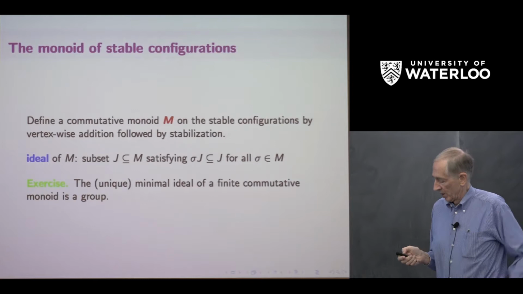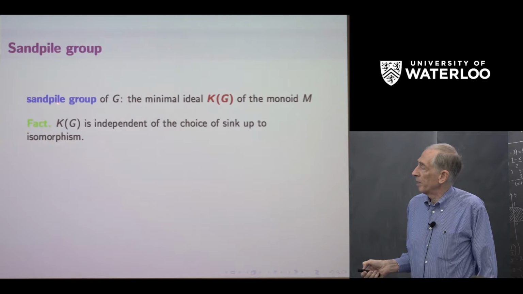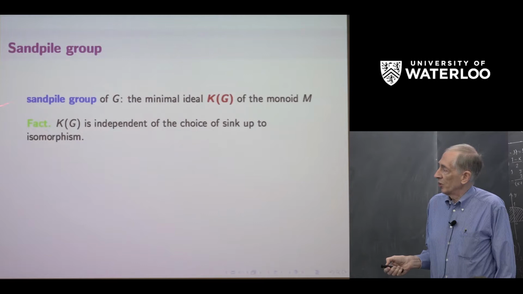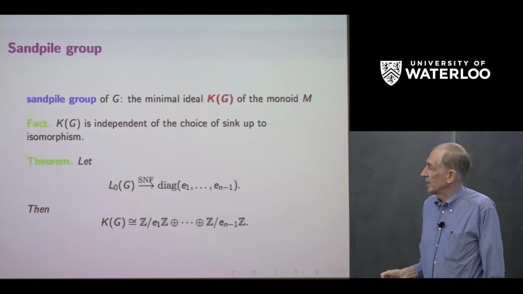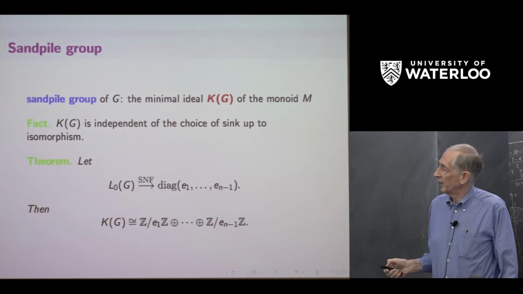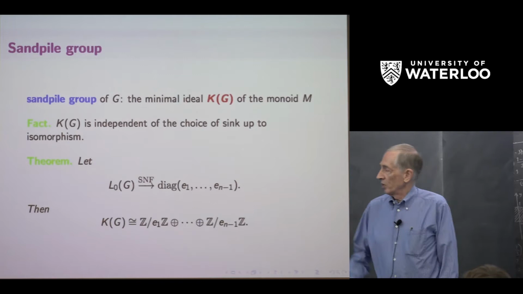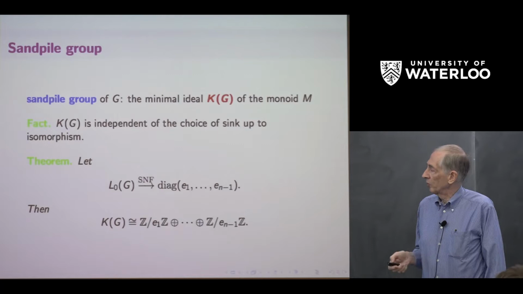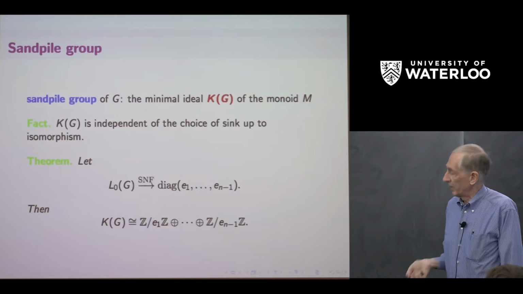And it turns out that we call this group the sandpile group of G, the unique minimal ideal K(G) of this monoid M of stable configurations. And one can show this group is independent of the choice of sink up to isomorphism. And the main theorem is that it's just the cokernel of the reduced Laplacian matrix. It's a finite abelian group. So it's a direct sum of cyclic groups, and the orders of those cyclic groups are the diagonal elements of the SNF. Well, this is just the beginning of this very elaborate subject of sandpile groups and connections with Smith normal form, but it gives you some idea that there are nice connections there, some nice combinatorics behind this Smith normal form.